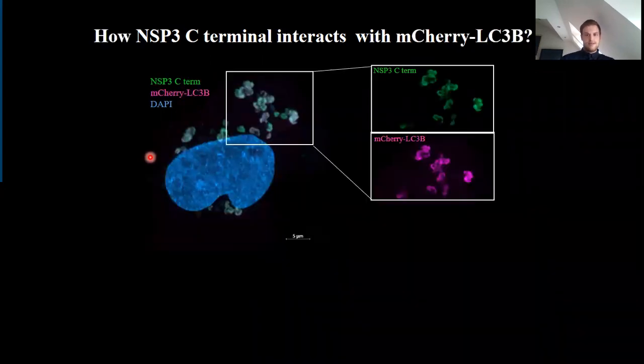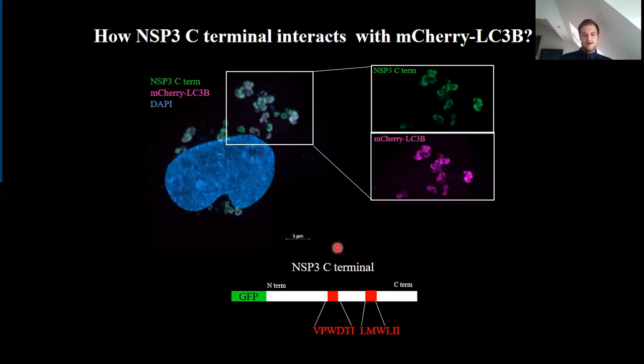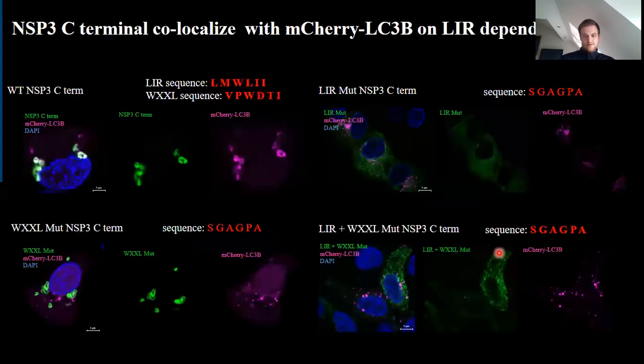The next question arises: how is the C-terminal part of NSP3 able to interact with Atg8? There are two possibilities, as there were two LIR motifs on the C-terminal part of NSP3, and thus we created single mutants and a double mutant to answer this question. And what was the result? As I mentioned, there were two LIR motifs, and if we mutated the WXXL LIR motif, the phenotype did not change, so there were ring-like membrane rearrangements.